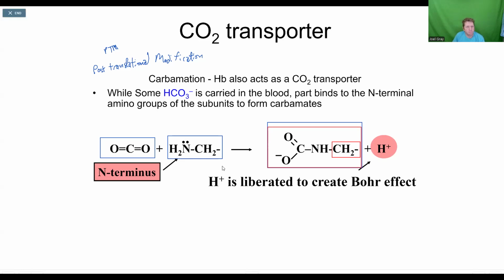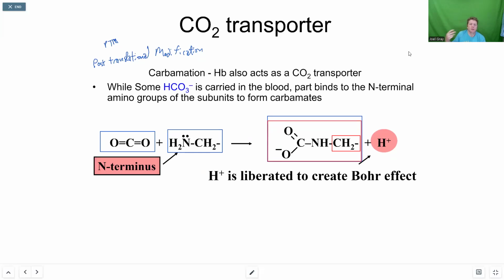So we have basically two mechanisms where CO2 is influencing the pH of the environment. One way is through the Bohr effect with the help of carbonic anhydrase. And then another way is where our CO2 will react with the N-termini of our protein and give us a carbamate and release a proton in the process.